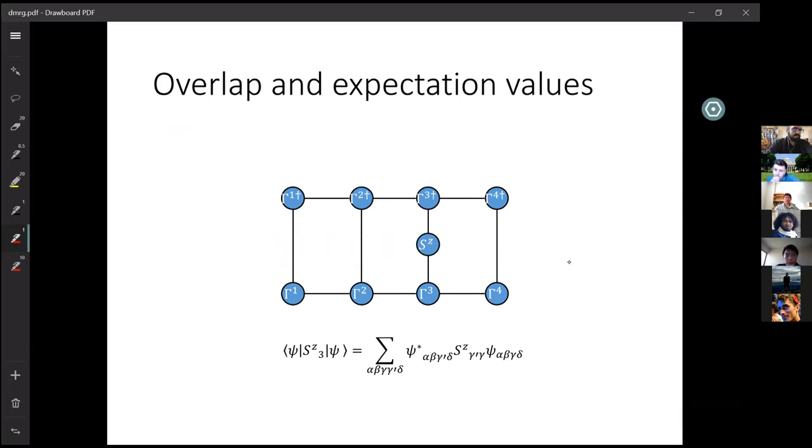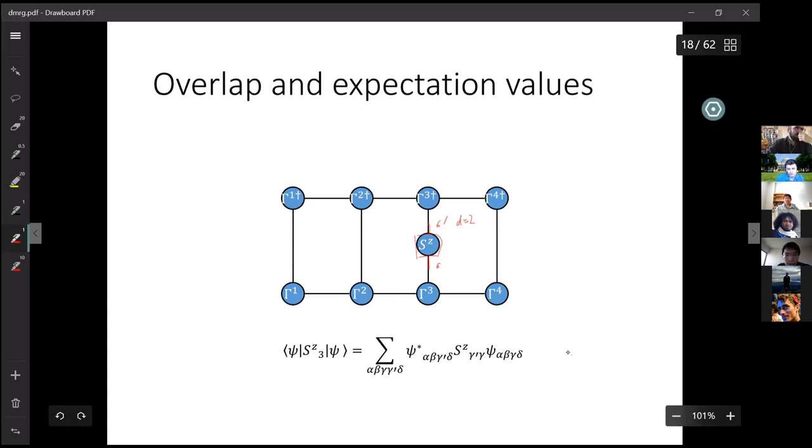And similarly for expectation values of some local observables, we just put some tensor in between the bra and ket. SZ is just a Pauli matrix, so it is a matrix. It has two indices, sigma and sigma prime, connecting to the bra and ket space. Each bond is two-dimensional. So you just again contract this tensor network, and you get the expectation value of SZ.